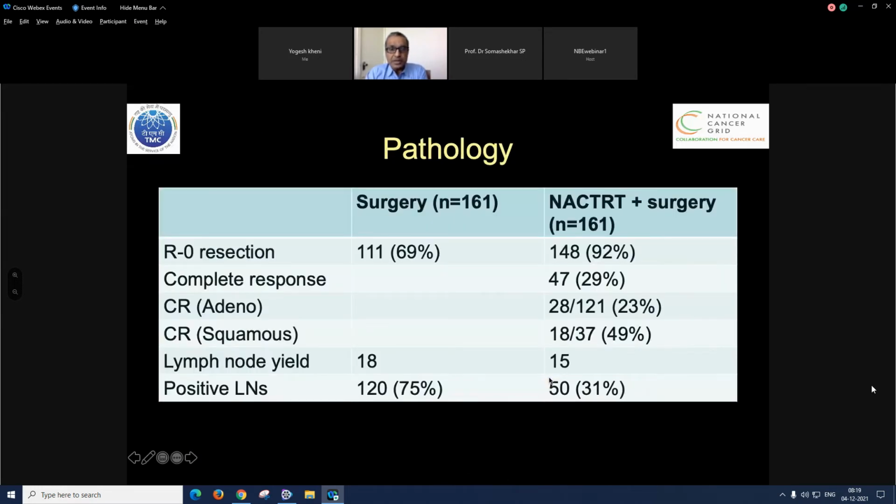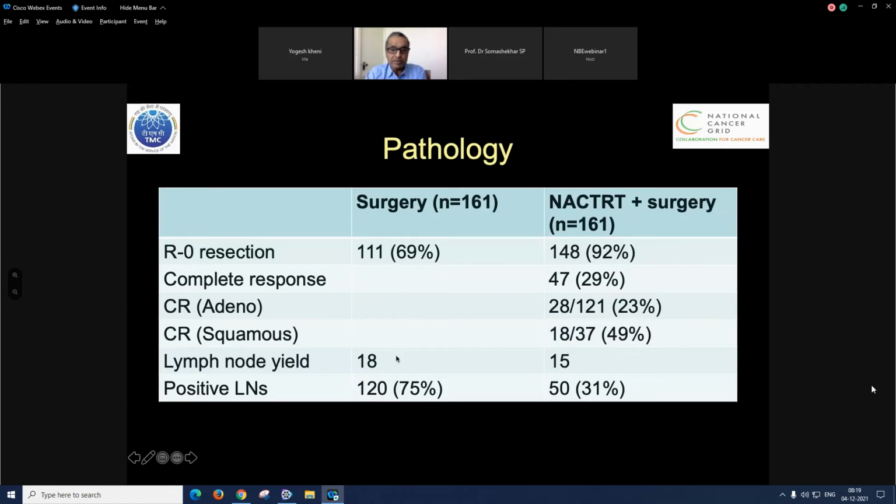When it came to pathology, as you might expect, the R0 resection rate with surgery was 69%, that is negative circumferential, proximal, and distal margin, whereas with chemoradiation followed by surgery, it was substantially higher at 92%. Complete response rates in those who underwent neoadjuvant chemoradiation was 29%. It was 23% in adenocarcinomas, and a substantial number, 49%, almost 1 in 2 patients of squamous cell cancers had a complete response. But you must notice that this was a very small subset of the entire cohort, just 37 patients, out of which half of them had a complete response.